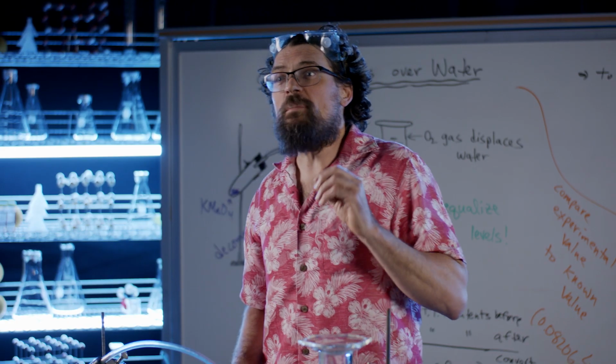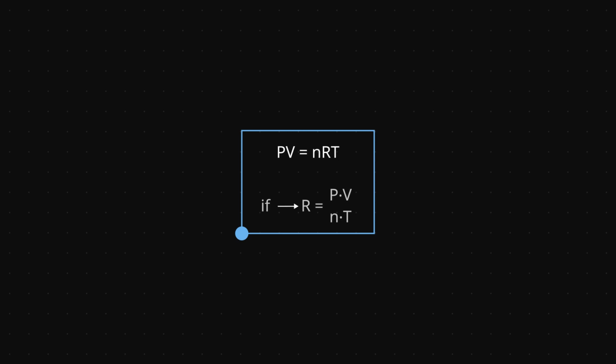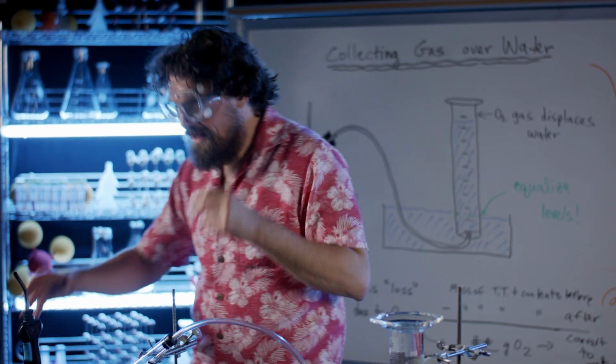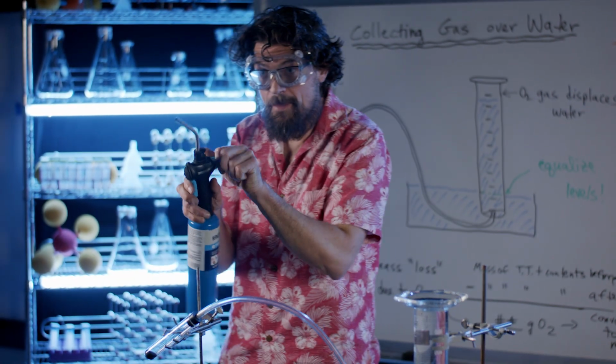We can experimentally determine the pressure, volume, temperature, and moles of O2 collected. These can be substituted into the ideal gas law to determine the experimental value of R. All right, let's heat things up.